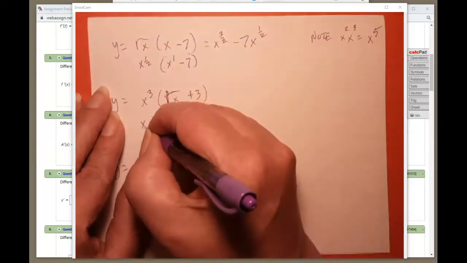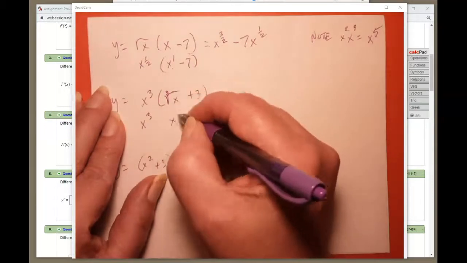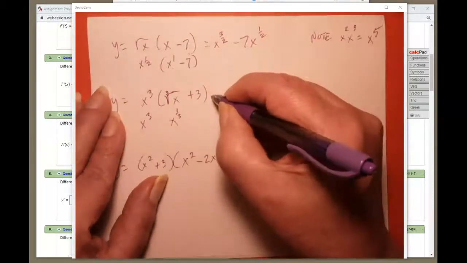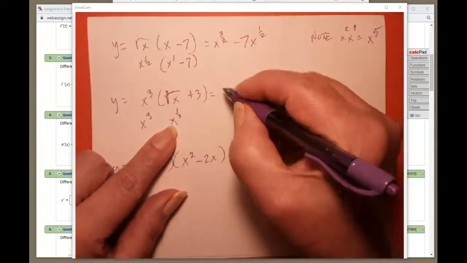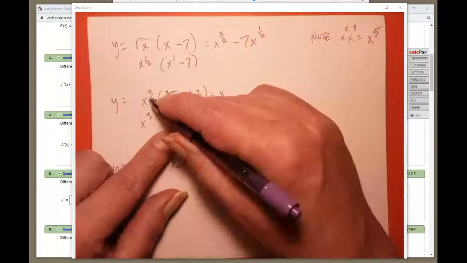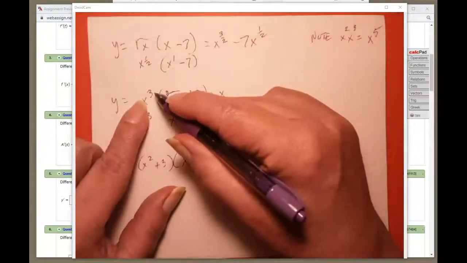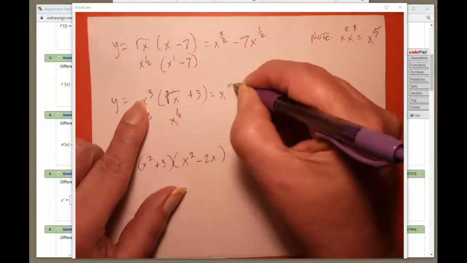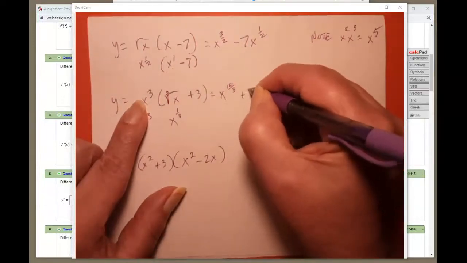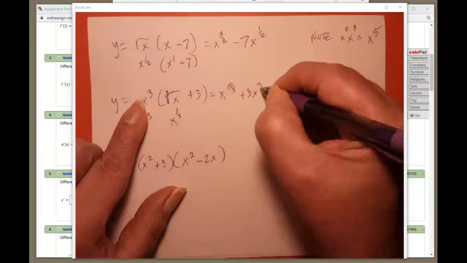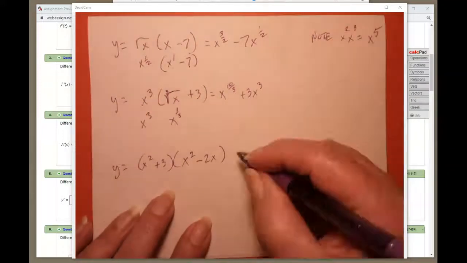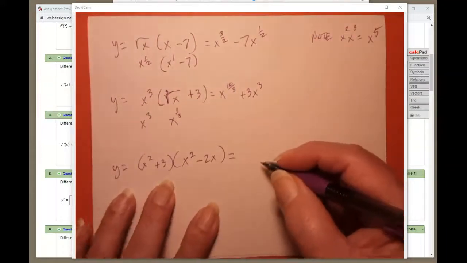We want to think of this as x cubed and this as x to the 1/3. So when I rewrite this, it is x to the 3 plus 1/3. Well, 3 times 3 gives me 9. That'll be 10/3 plus 3x to the 3rd. And rewriting this one, we'll go back and take the derivatives in just a second.